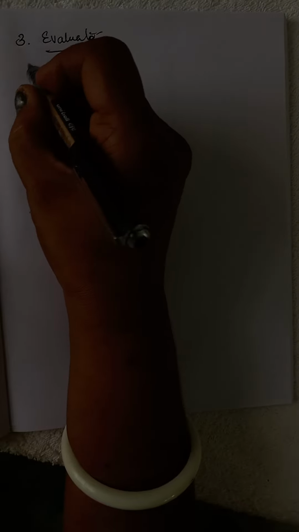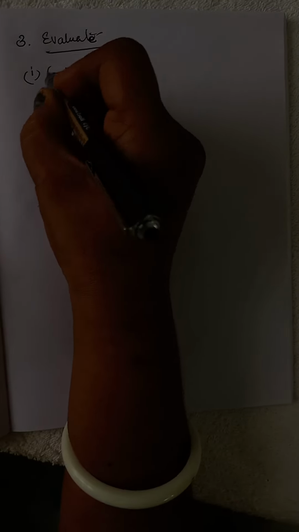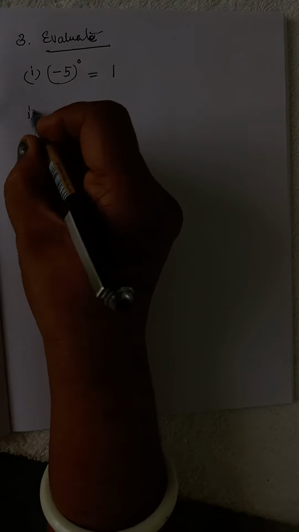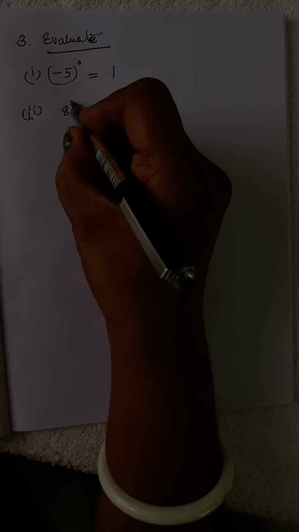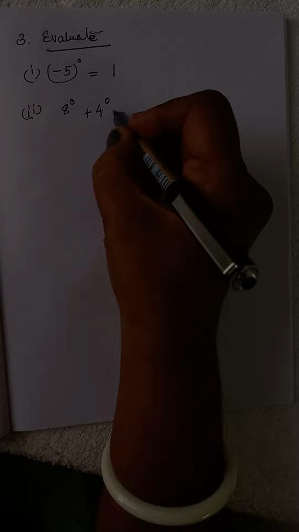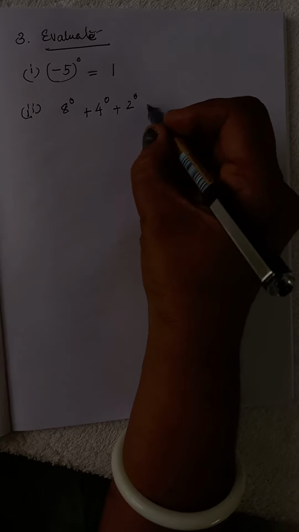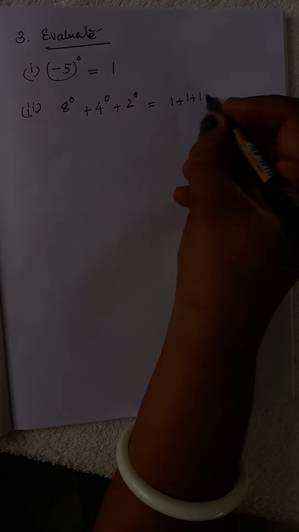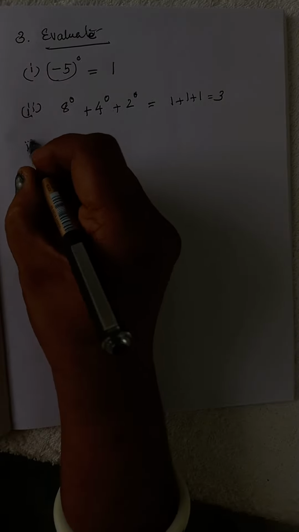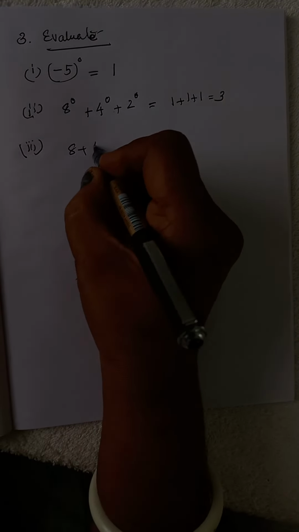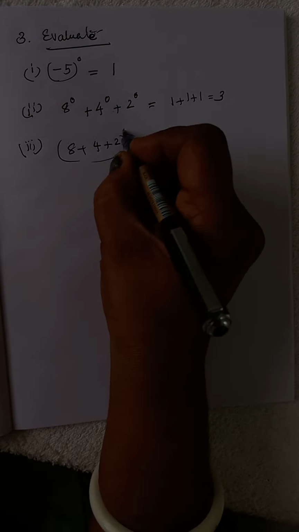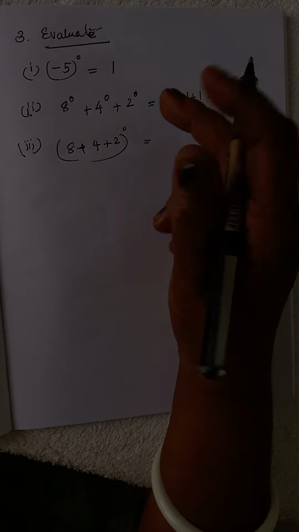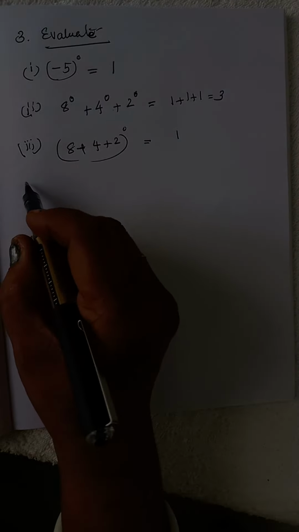Next question, third, evaluate. Find the value. The first one is (-5)^0. This is a^0, that is 1. Next, the second question is 8^0 + 4^0 + 2^0. So this is a^0, a^0, like that. So 1 plus 1 plus 1, that is equal to 3. Now the third question is (8+4+2)^0. We don't want to add that, because if you take this as a^0, directly you can write 1.